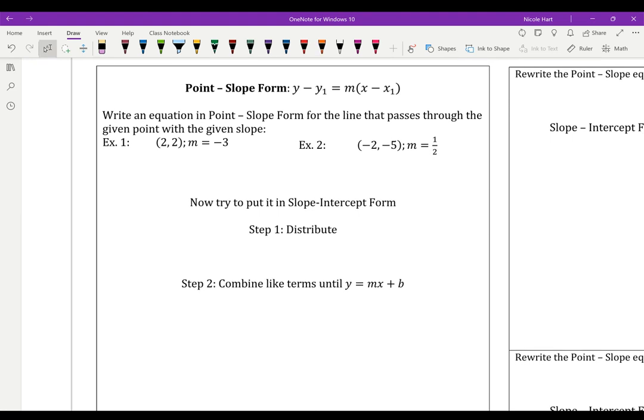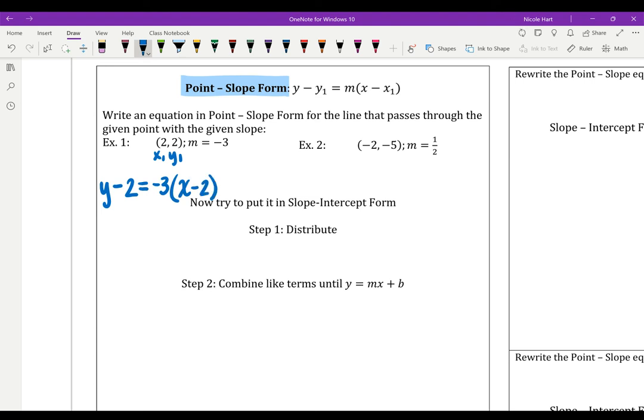First thing we are going to do is take our point, which is at (2, 2), and our slope, which is -3, and plug that into our point-slope form, which is y minus y1 equals m(x minus x1). So that means my point (2, 2) is x1 and y1. So I'm going to plug that into our equation. So we have y minus our y1, which is 2, equals m, which is -3, parentheses, x minus x1, which is 2.